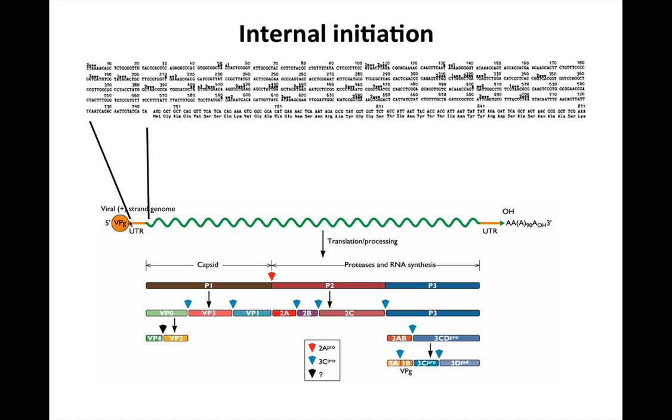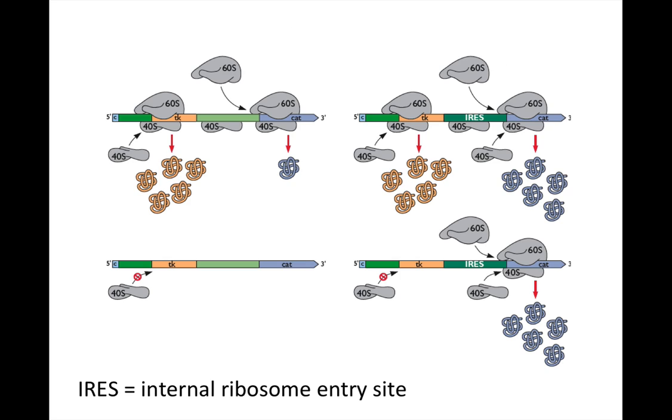So at the time, the dogma was ribosomes bind the cap at the 5' end. They scan to the first AUG. So this viral RNA violated that idea. So how did this work? So the idea arose that perhaps the ribosomes can bind internally. Maybe they don't scan. So an experiment was done to address that possibility.